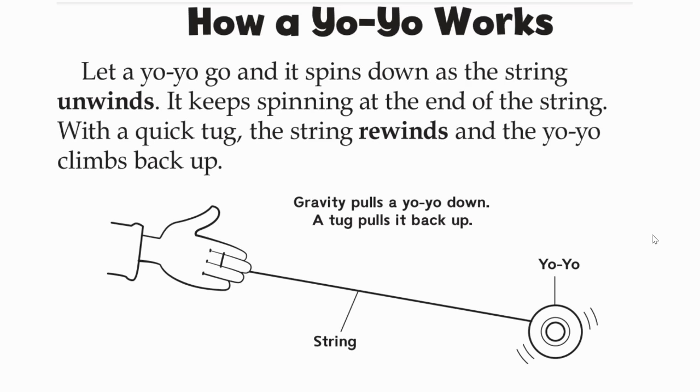So if we're thinking about our genre, did this text or story give facts or information about a topic? It sure did. It gave facts and information about a yo-yo, how to yo-yo. Did it have any text features? What do you think? Can you spot some text features on this page? That's right. I see bolded words. Unwinds and rewinds are bold words. I see a diagram and labels. So there are definitely text features in this story.